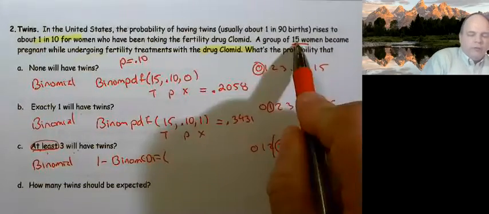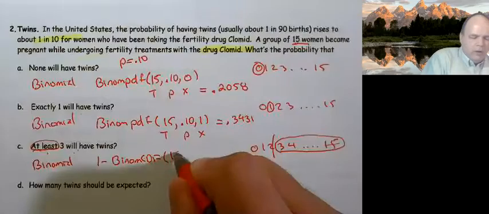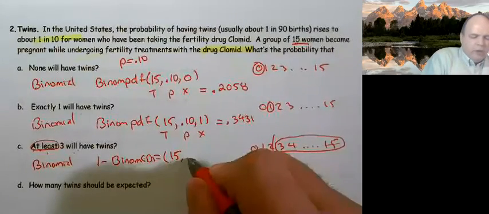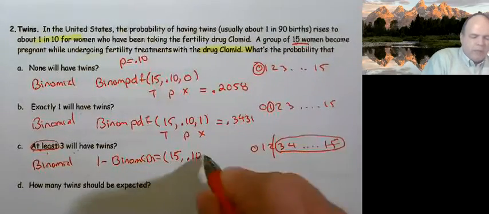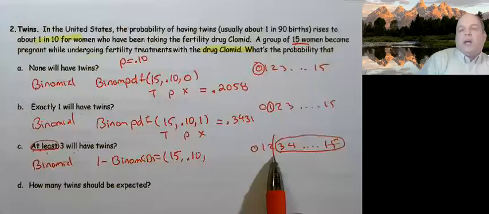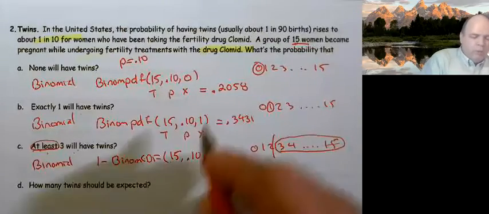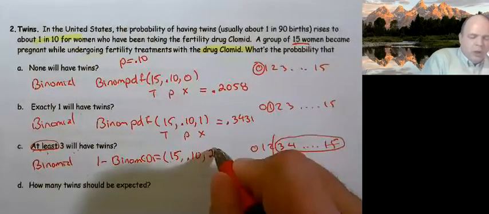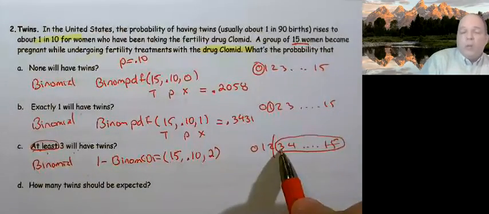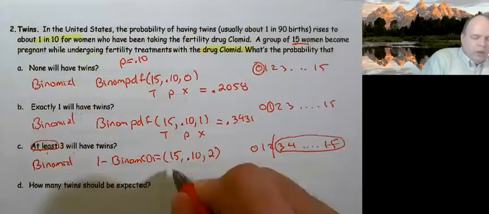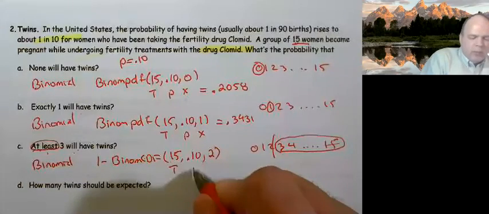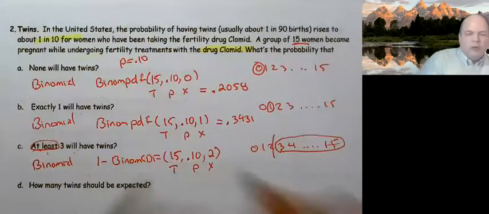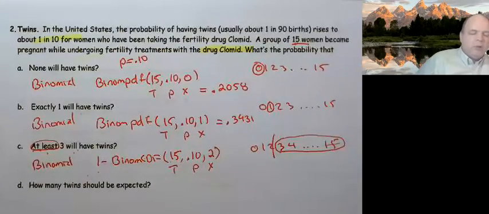Our trials are still 15. Our probability is still 0.10. And I subtract out the highest value I don't want, which in this case is a 2. I don't subtract out 3 because I want 3. So don't take away what I want because I wanted at least 3. Just take away what I don't want. So my trials is 15, my probability is 0.1 and my X value is 2. Please don't forget the 1 minus because it's an at least problem.